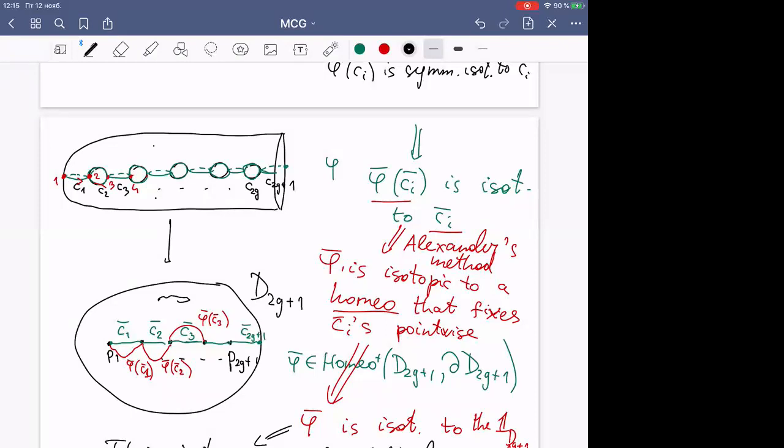Downstairs we have found an isotopy between phi bar and the identity. And we lift it, starting from phi, and we get something that projects to phi bar, the identity. We need to understand that it's the identity.